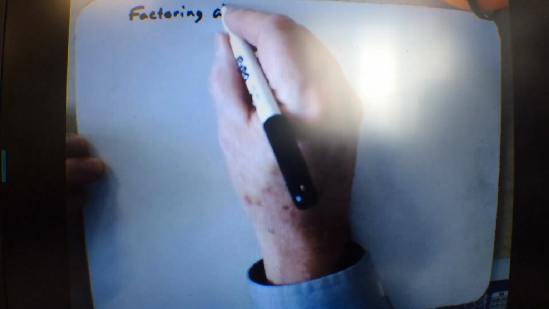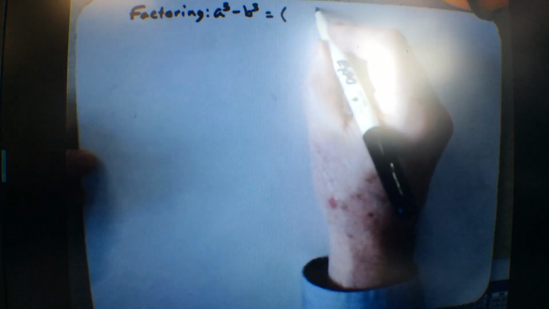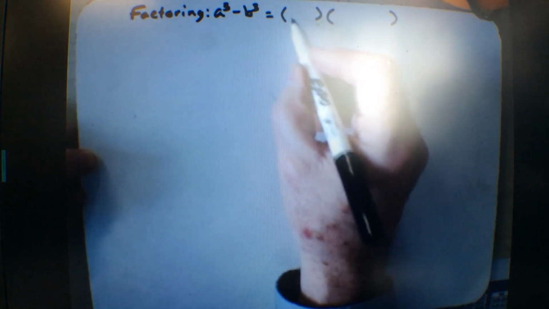So if I'm talking about something that says a cubed minus b cubed, okay? That can be factored. Now you have to memorize this, okay? And it's not easy to memorize. There's a plus and there's a minus. This one's a difference, okay? And what this is, it's a binomial times a trinomial. Now I'm going to tell you right now, the trinomial is not factorable anymore. So we'll start with the binomial.